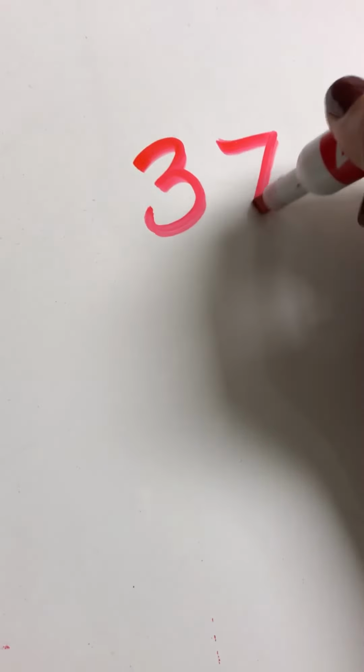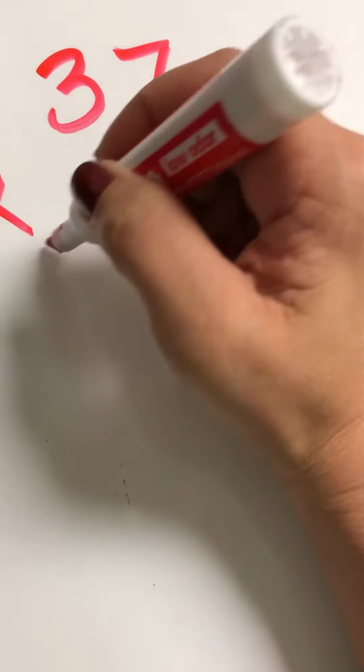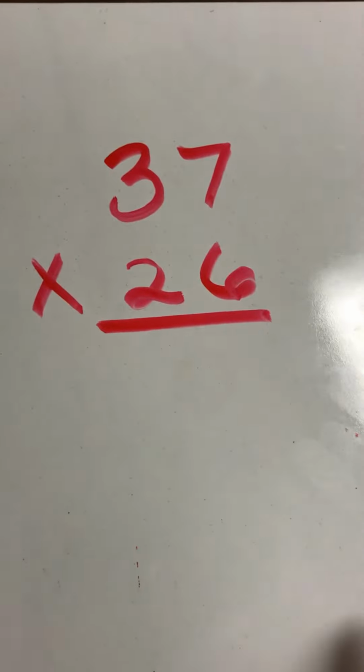The homework this week in fourth grade requires your child to be able to multiply a two-digit number by a two-digit number using the standard algorithm, or what we sometimes refer to as regrouping. So for example, if I were to give you a problem such as 37 times 26, we could solve this using the standard algorithm.